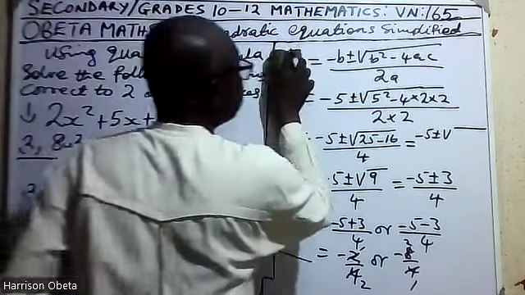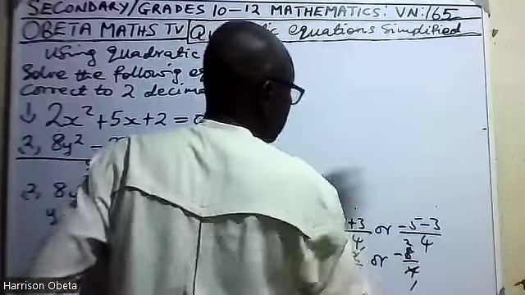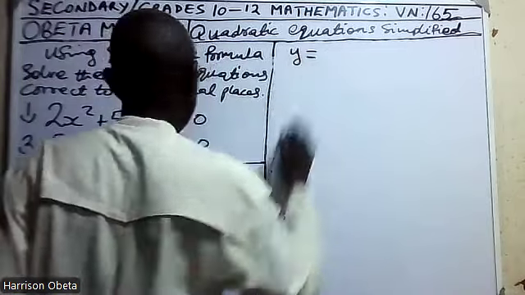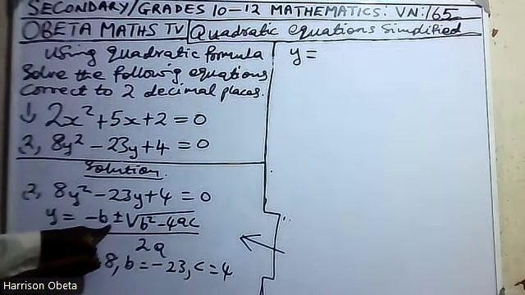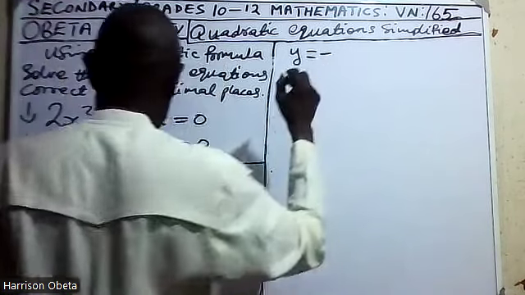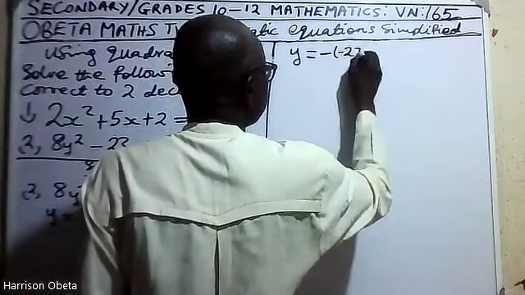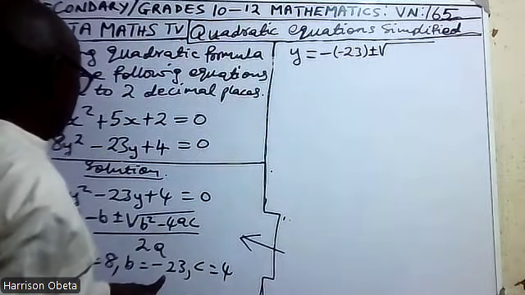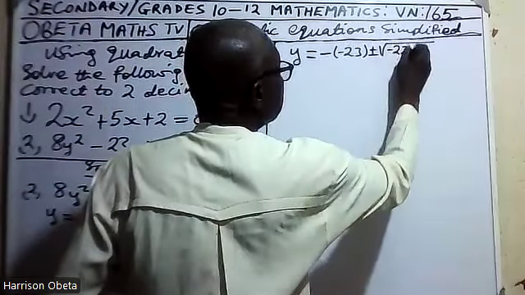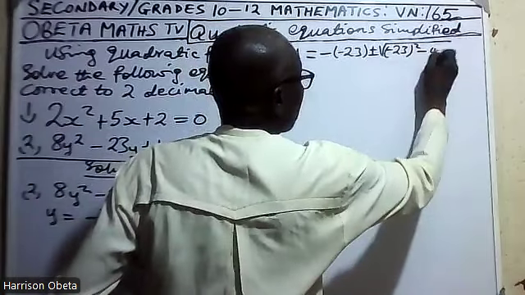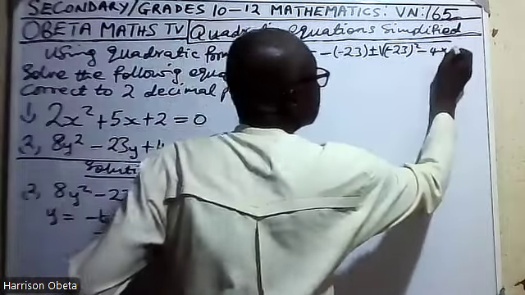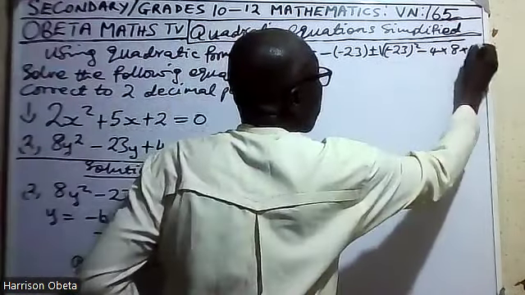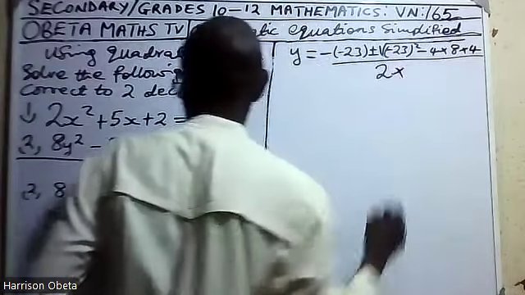So coming up here, we can now say that y is equal to, you substitute these values here, then that means we are going to have minus minus 23 plus or minus square root of minus 23 squared minus 4 times 8 multiplied by 4, everything over 2 times 8.